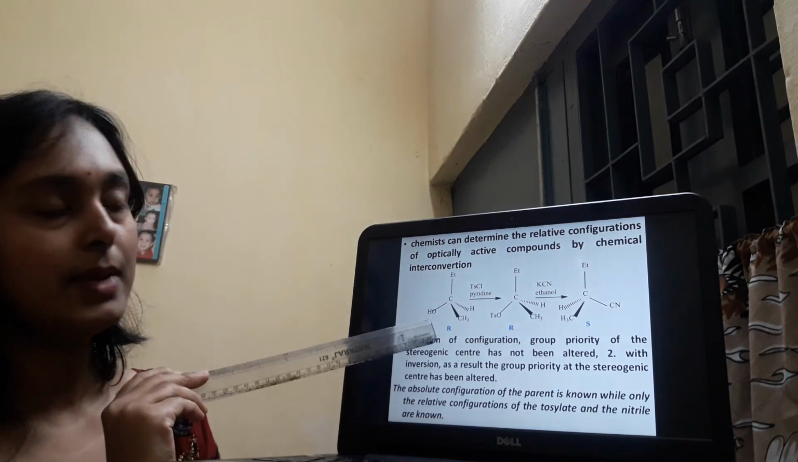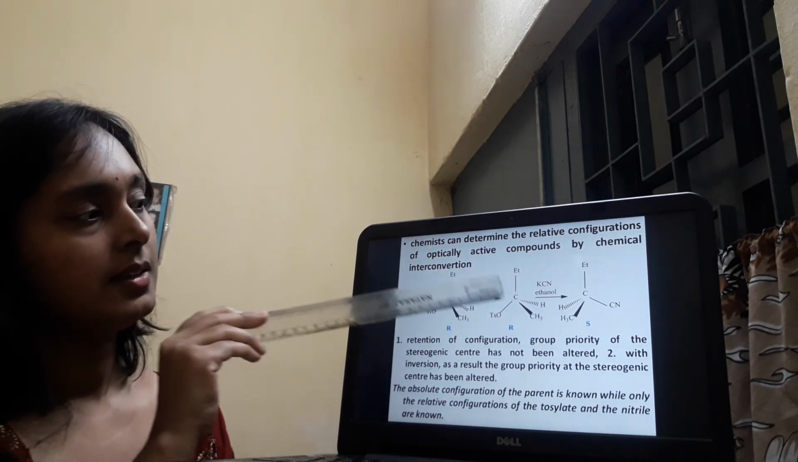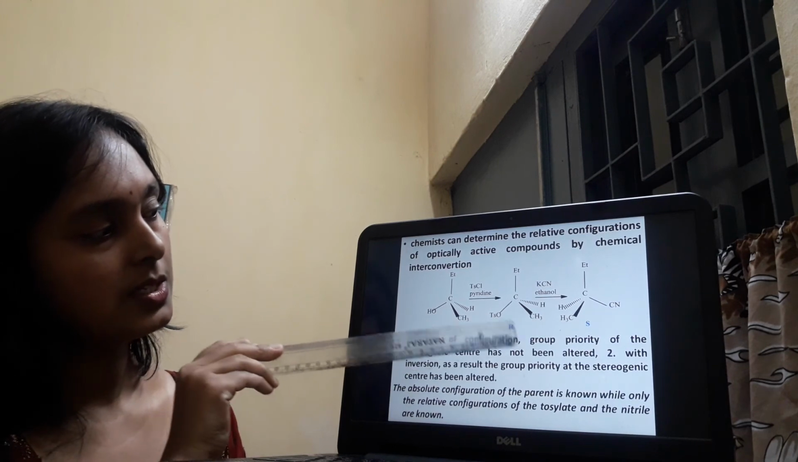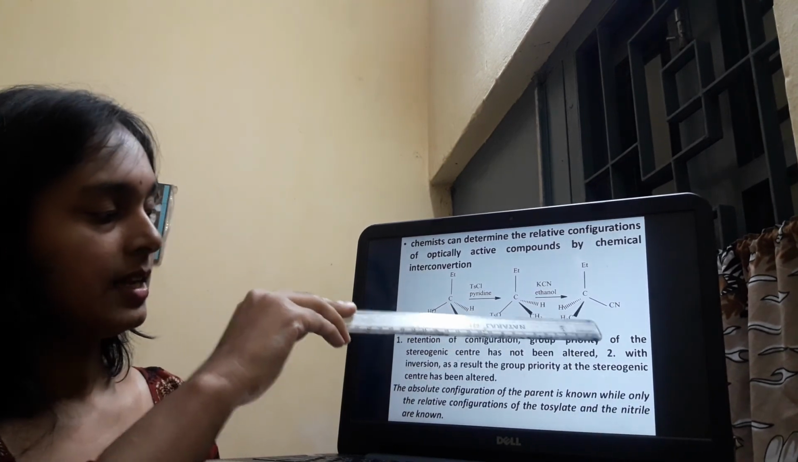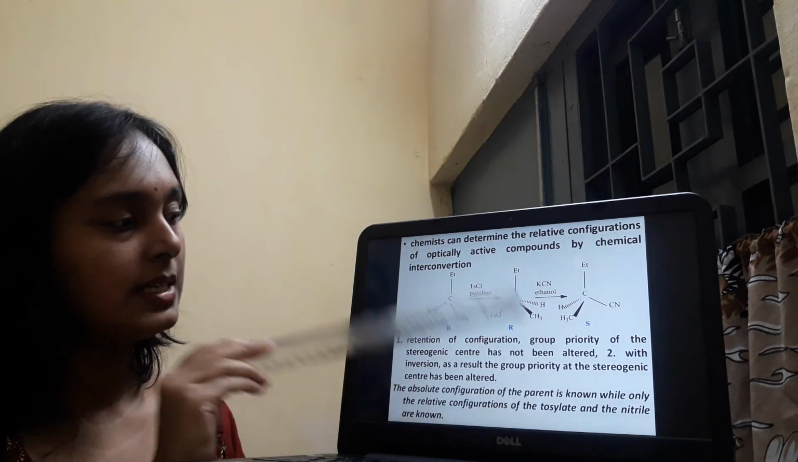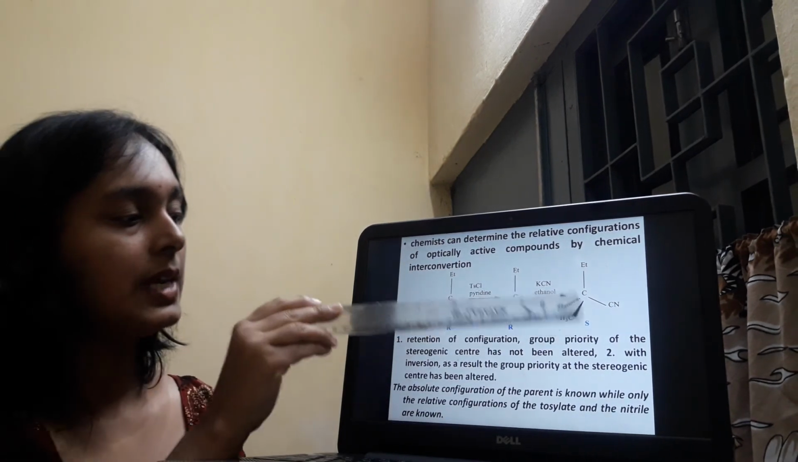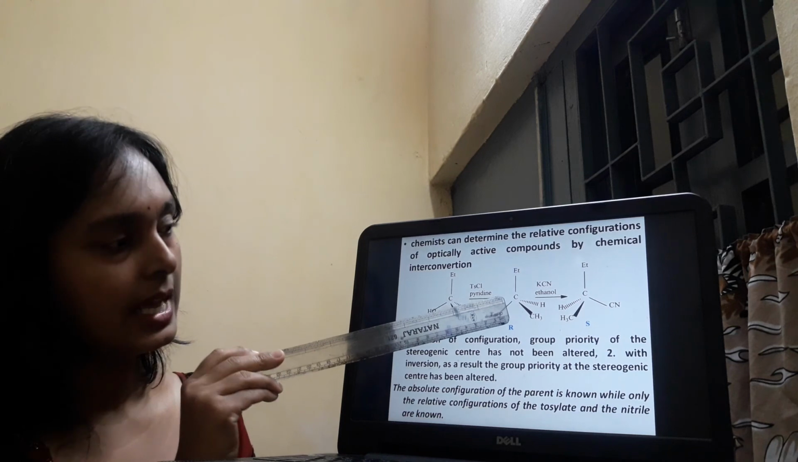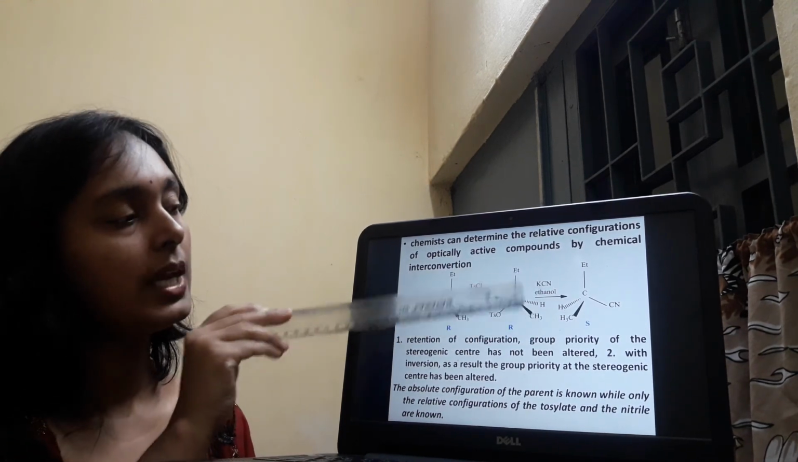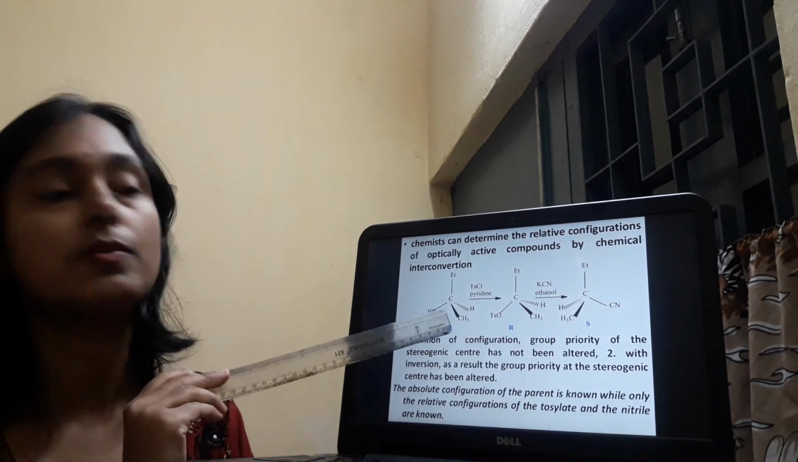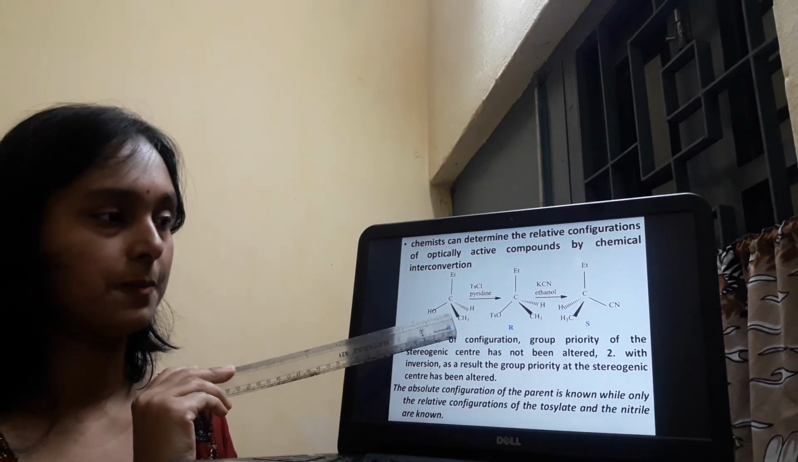So the configuration of the starting parent compound is R, the intermediate is R, but the final product is S. So the absolute configuration of the parent is known, while only the relative configuration of this tosylate and the nitrile are known. So when we know the relative configuration between them, we can also determine the absolute configuration of the parent compound. See the references I have used.